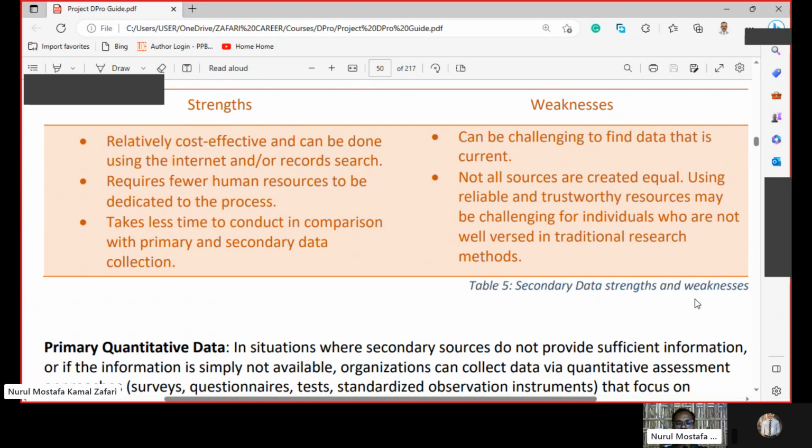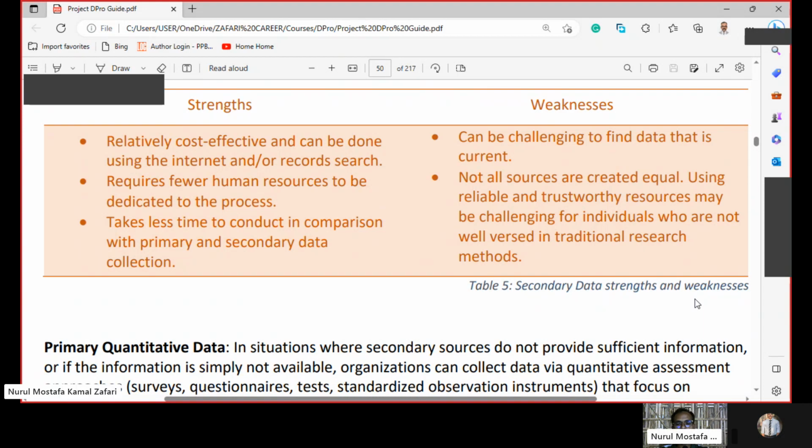So, strengths and weaknesses of secondary data. Strengths: relatively cost-effective and can be done using the internet or records search. Requires fewer human resources to be dedicated to the process. Takes less time to conduct in comparison with primary data collection.